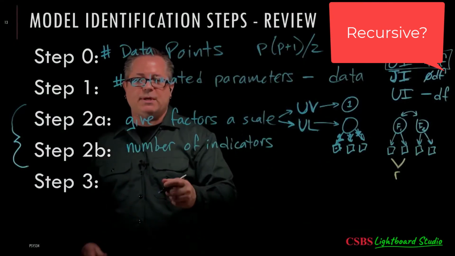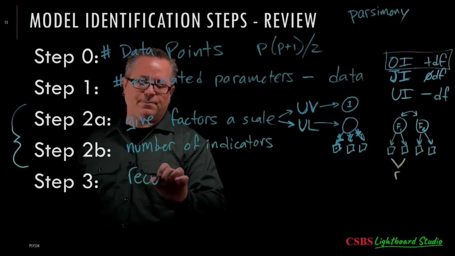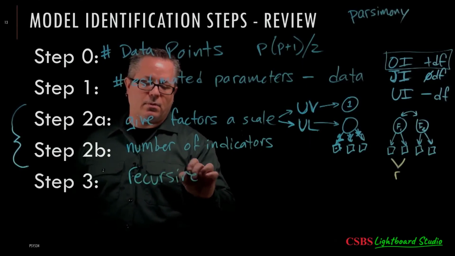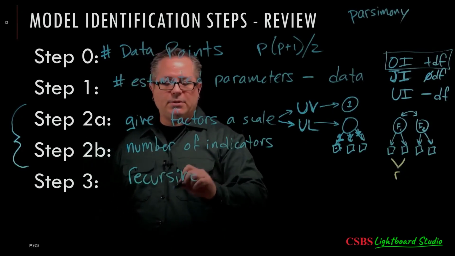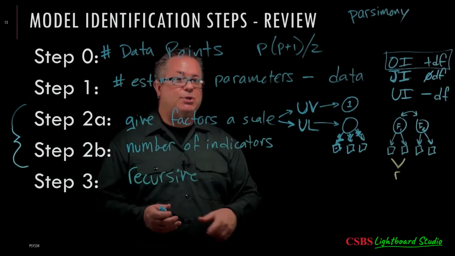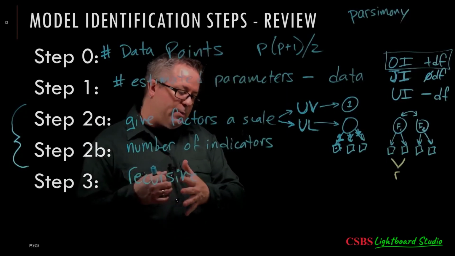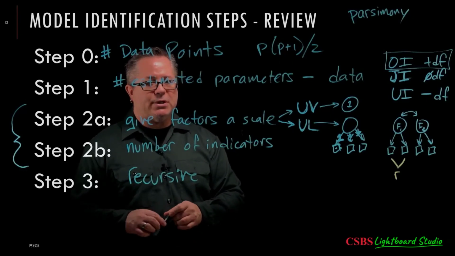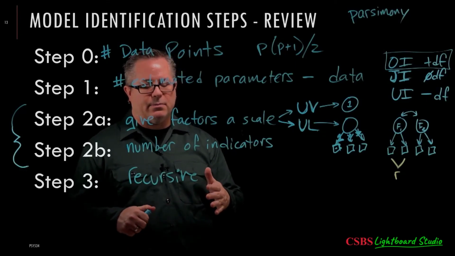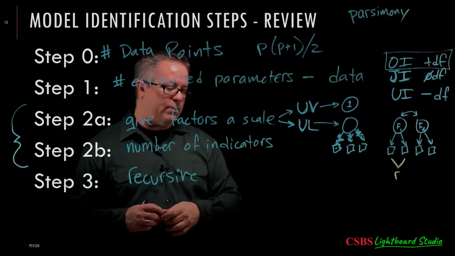So in step 3, we want to make sure that the model is recursive. If a model is recursive, it means a couple of things. Obviously it means it flows all in one direction. There are no feedback loops. It also means some goofy things, like as the model goes forward, the exogenous variables shouldn't have related errors that correlate as well, because that can cause a feedback loop that way too.